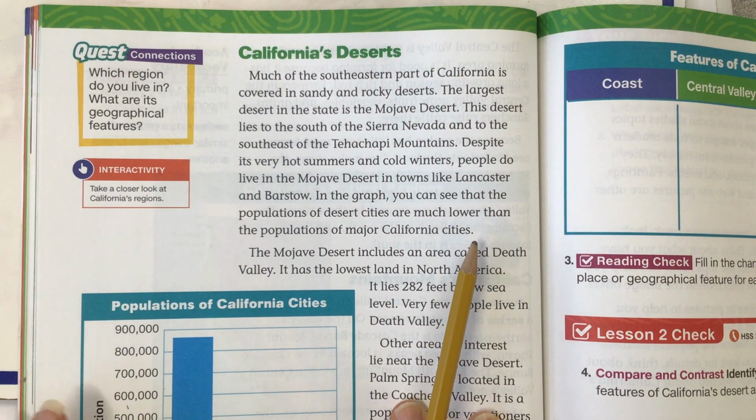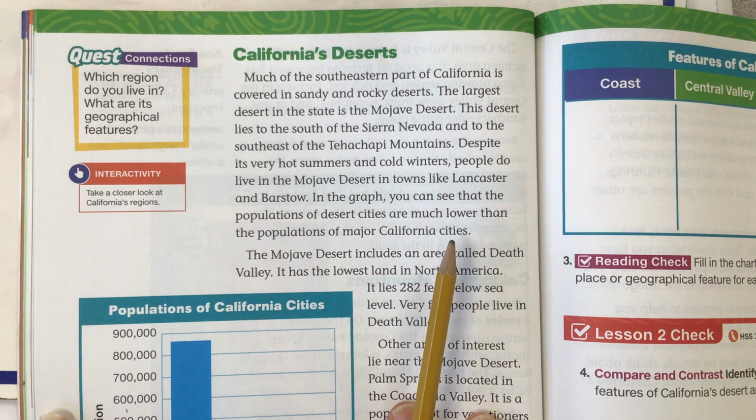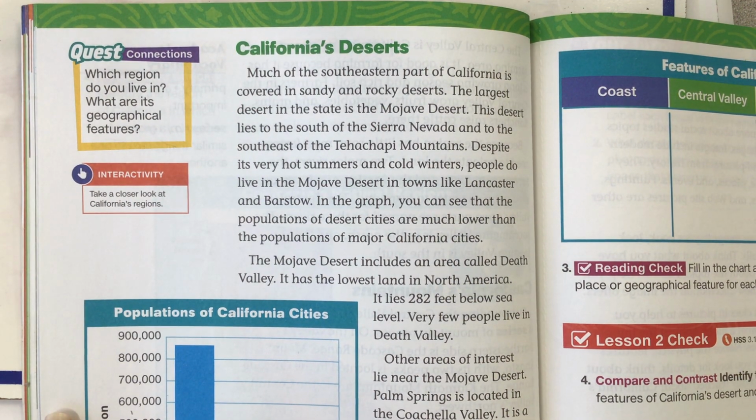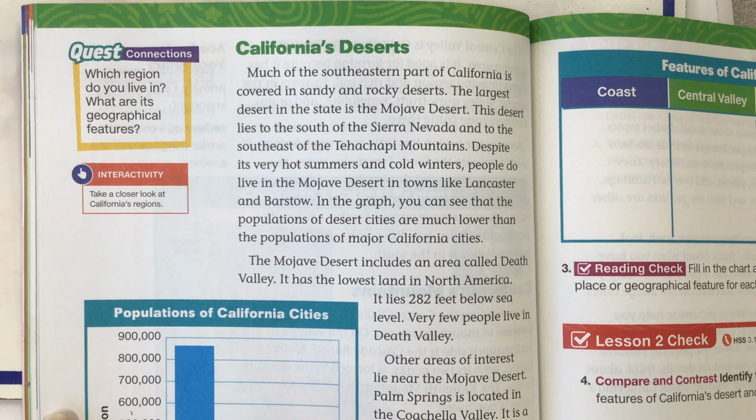California's deserts. Much of the southern part of California is covered in sandy and rocky deserts. The largest desert in the state is the Mojave Desert. This desert lies to the south of the Sierra Nevada and to the southeast of the Tehachapi Mountains. Despite its very hot summers and cold winters, people do live in the Mojave Desert, in towns like Lancaster and Barstow.